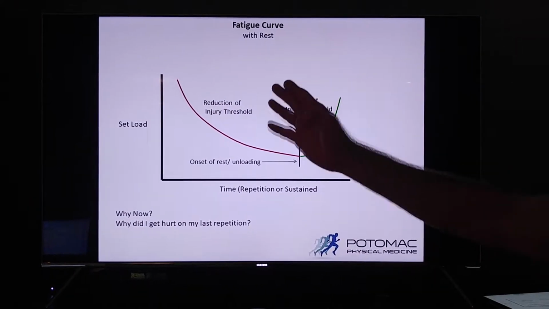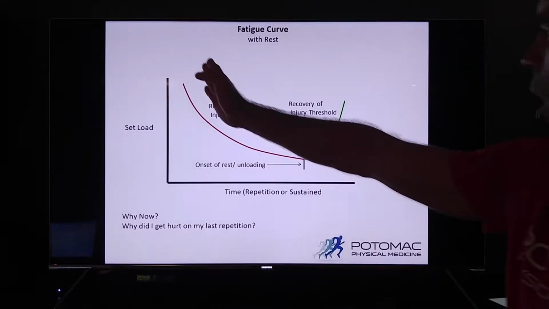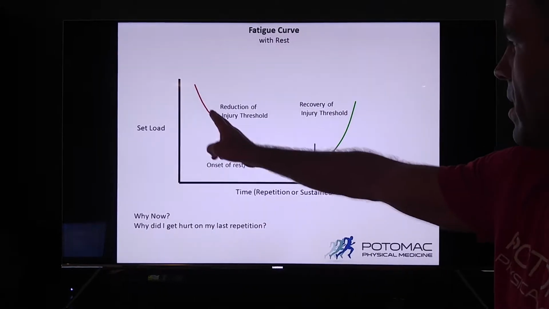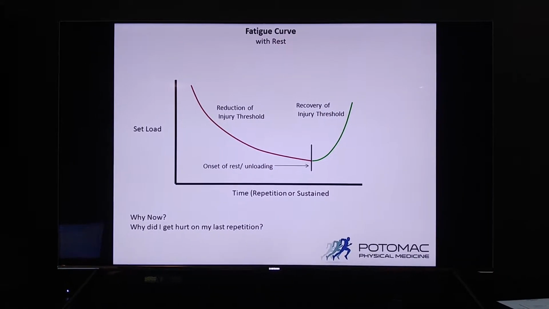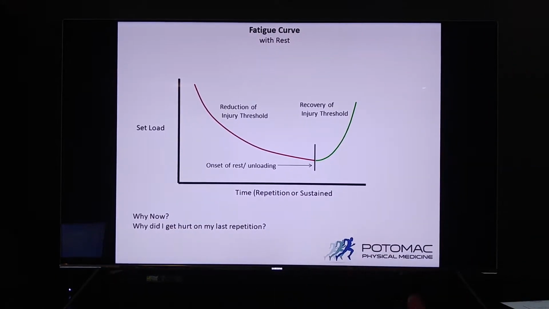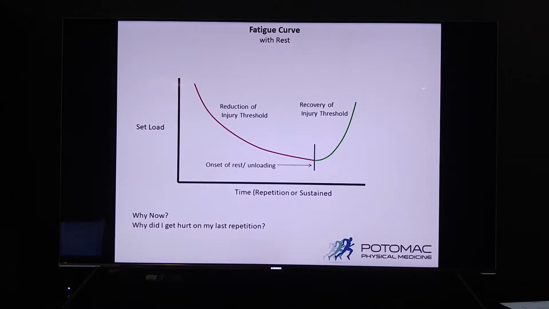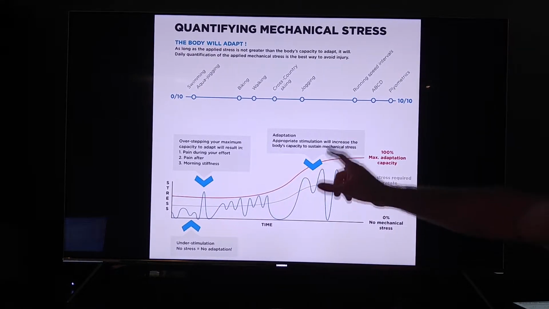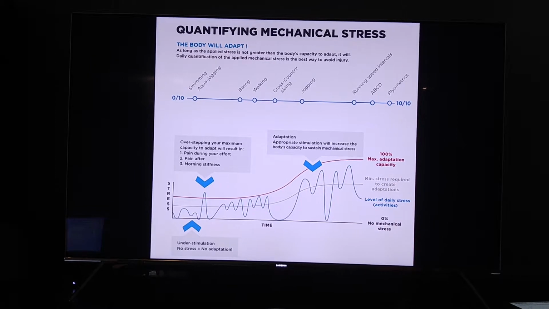And looking here, again, is another curve that shows us over time, our injury threshold decreases if we're not following those things. So this is why people ask, why did I get hurt on my last run or my last repetition? And the reality is we didn't. We got hurt somewhere along the line here, okay?